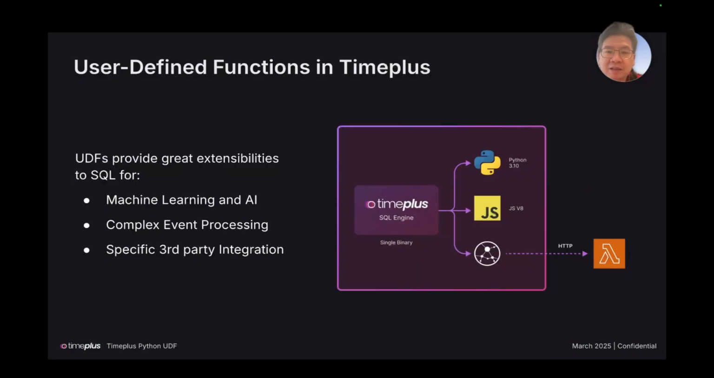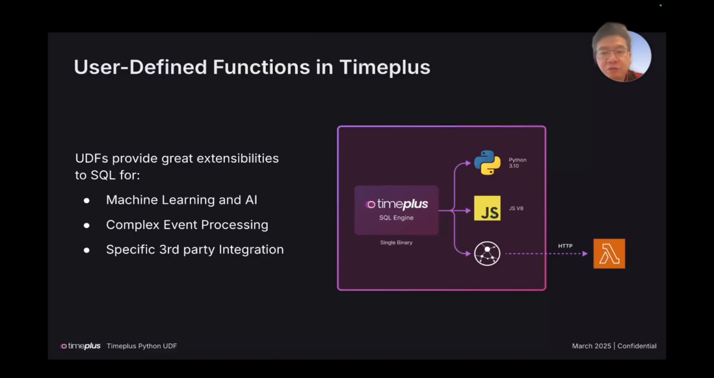So in Timeplus, there's a user-defined function. Previously, Timeplus already supported JavaScript and also remote UDF. Recently, we have built this Python UDF. That means you can natively call Python inside Timeplus. As a single binary, Timeplus embeds Python, which means you can directly run Python processes as a user-defined function within the same process.